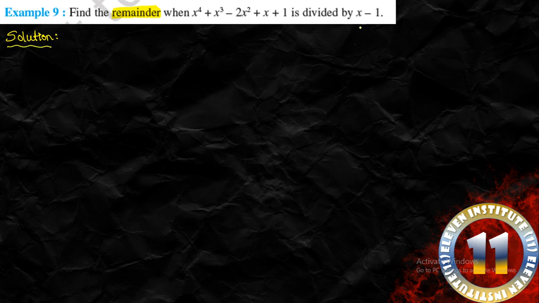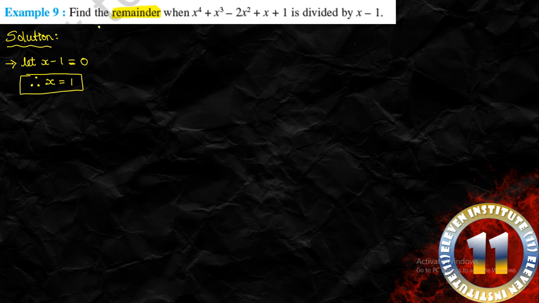We have to take this divisor polynomial x minus 1. So we will write over here, let x minus 1 is equal to 0. This is a very important step. Let x minus 1 is equal to 0. Now minus 1 goes to the other side and it becomes plus 1. So what we get is x is equal to 1. I hope this is clear to you.